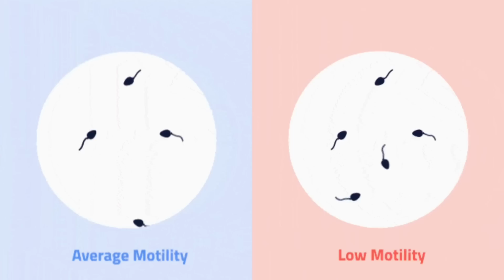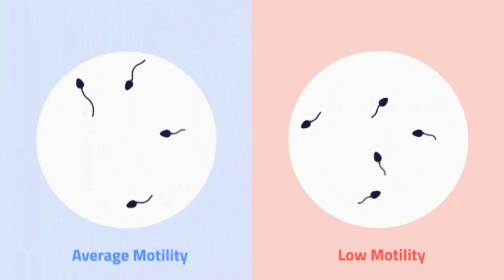Also, we want to check the motility of the sperm. How fast is the sperm moving? Because remember that it's only one sperm that will end up fertilizing the egg. So we want to check what percentage of your sperm is swimming fast enough to be able to go and get to the egg.